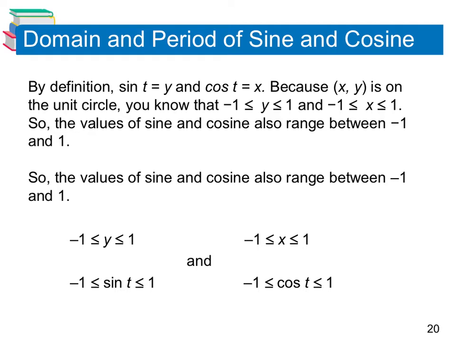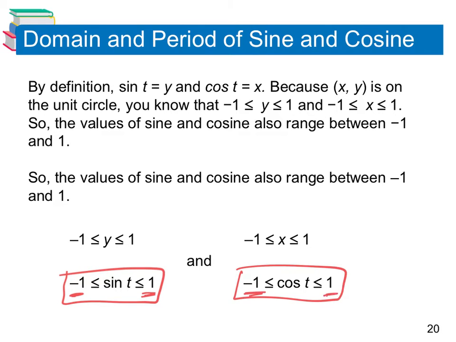So again, the same thing I just wrote on the last page. The sine of t or theta, whatever that angle is that we're looking at, that degree or radian, is always going to be in between -1 and 1, and same for cosine, always in between -1 and 1.